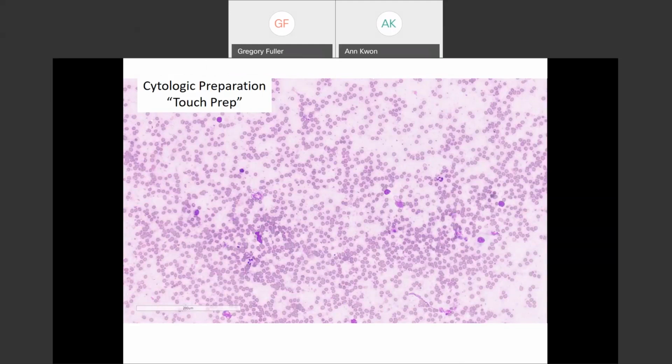Dr. Cathcart says, ha ha. Yeah, these are red blood cells.